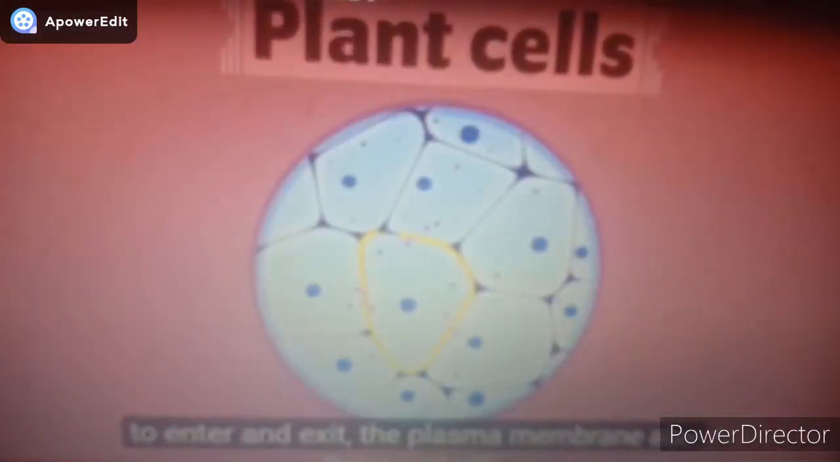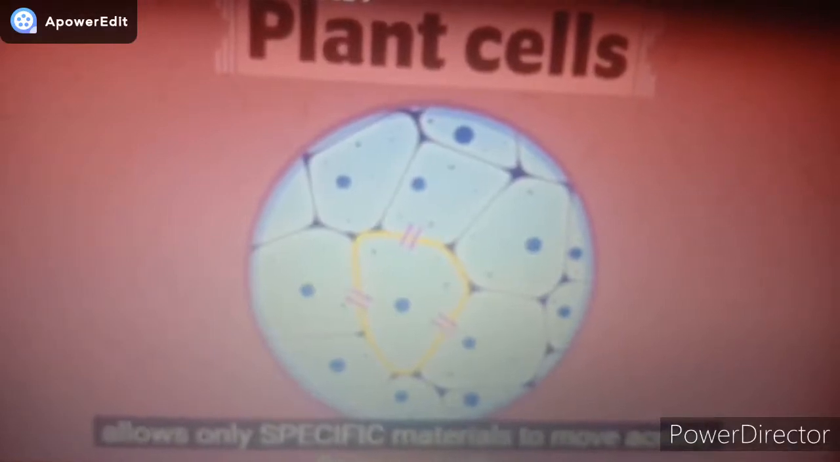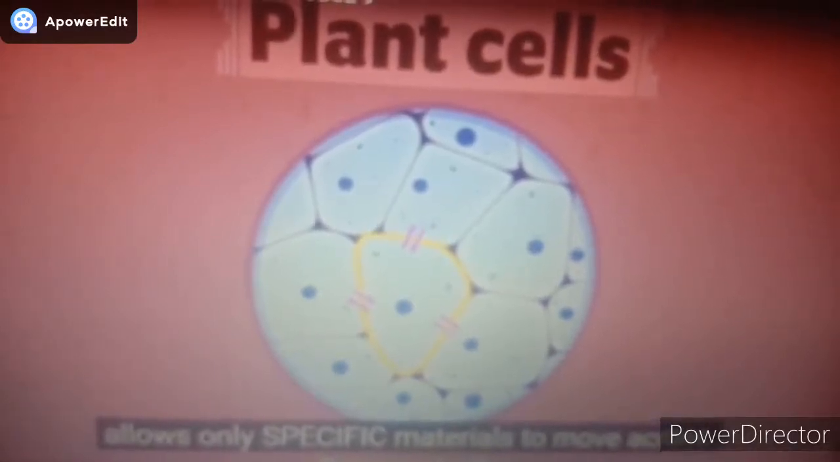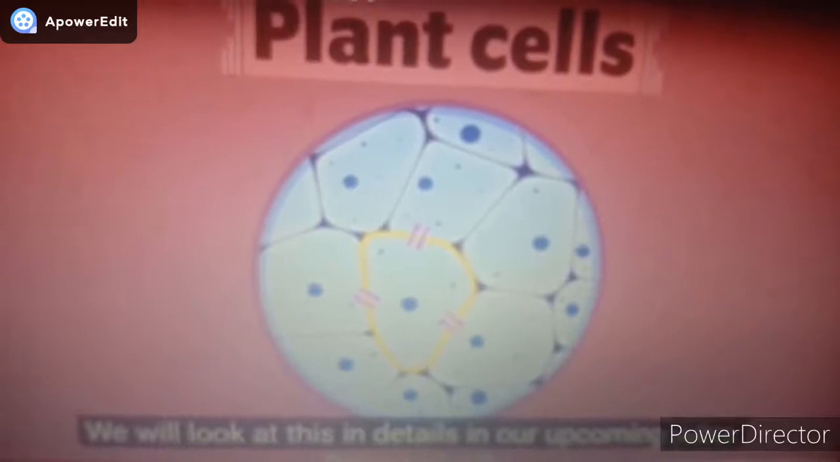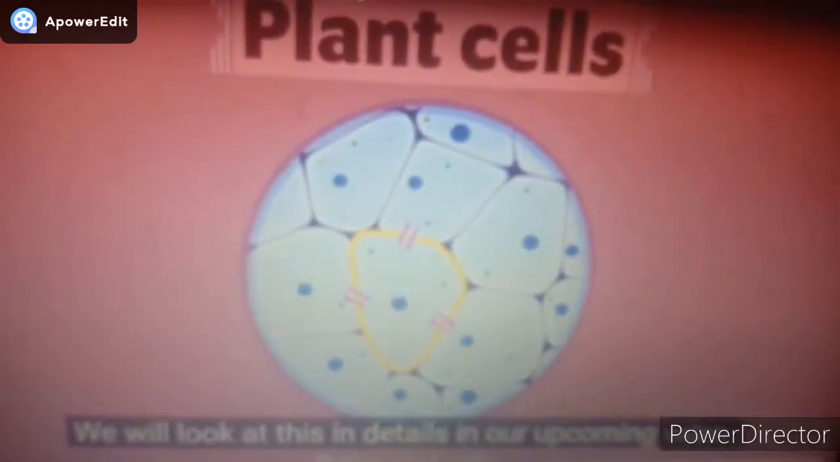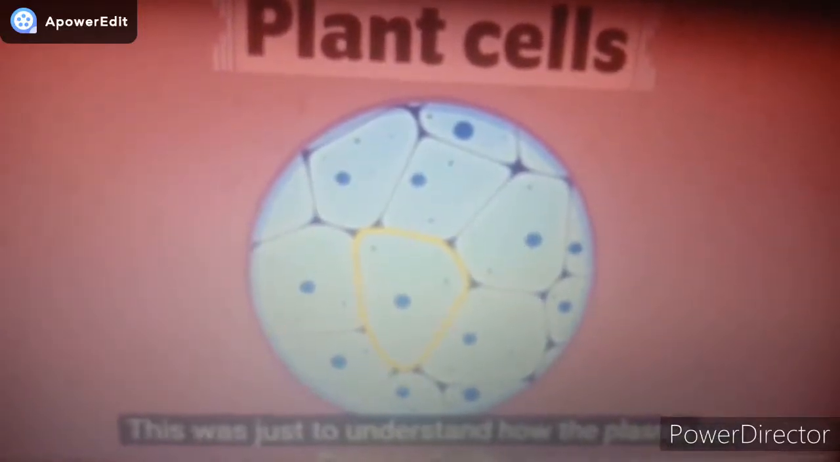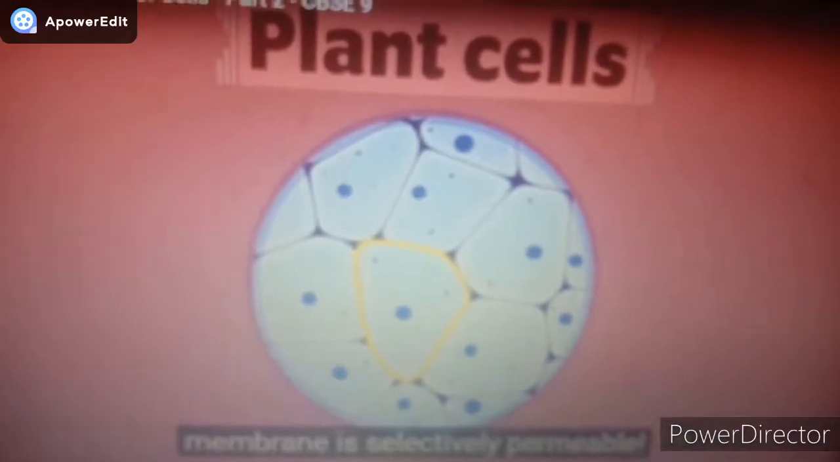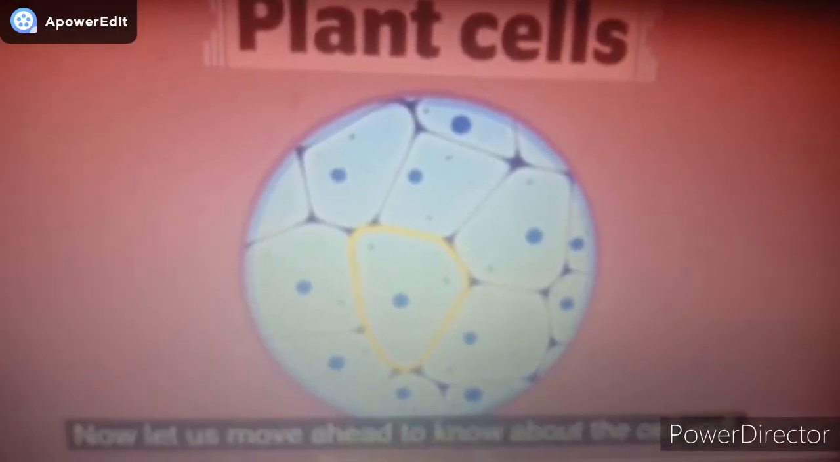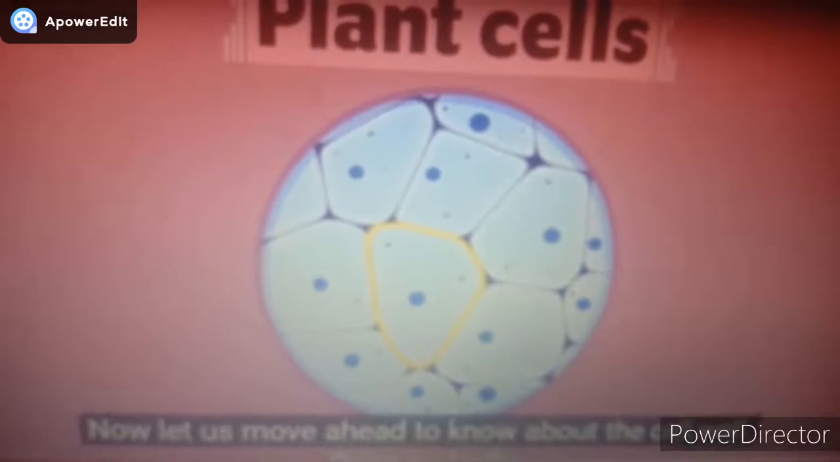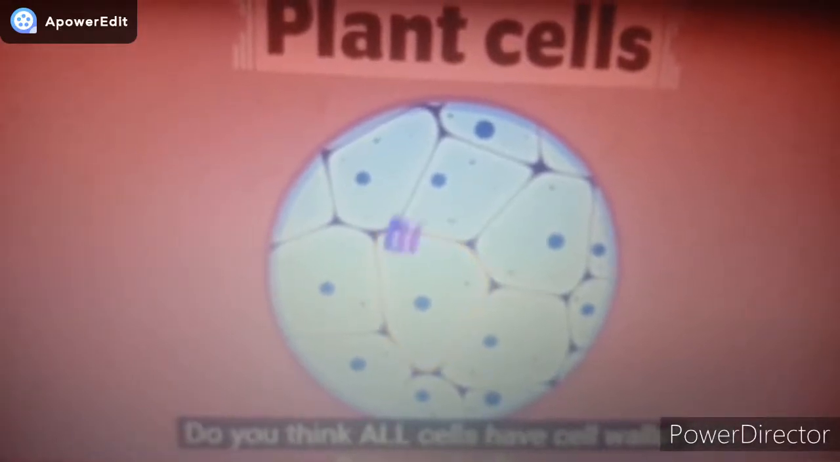Just like a guard standing at the office door who allows only certain members having an ID card to enter and exit, the plasma membrane selects specific substances to move in and out of the cell. Now this was just to understand how the membrane is a selectively permeable membrane. Now let us move ahead to know about the other components of the cell.